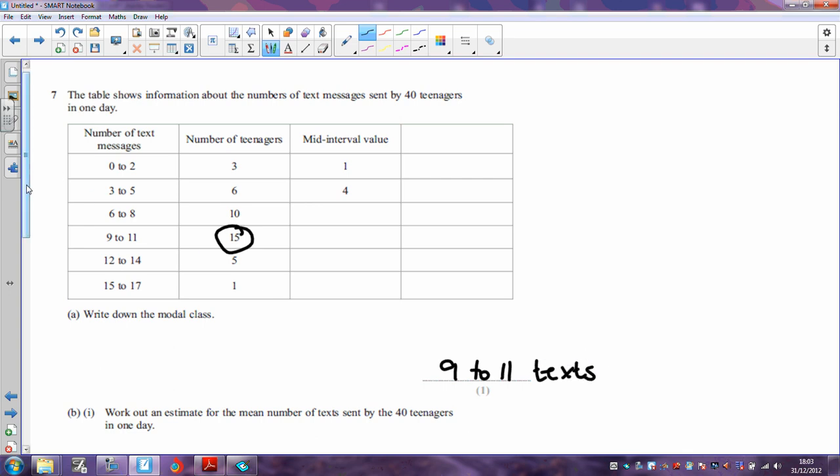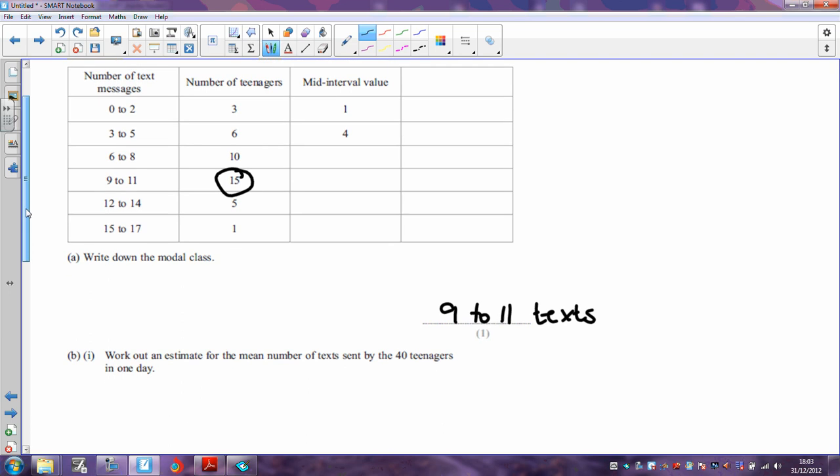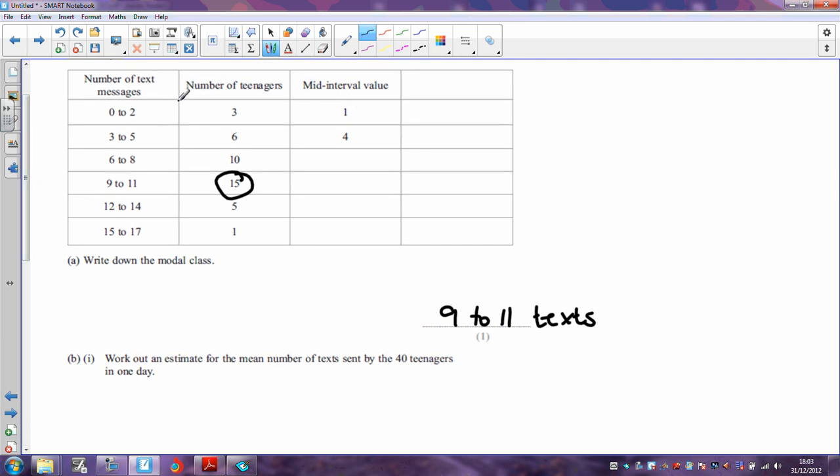Okay, we're now going to go on and work out an estimate for the mean number of texts. And in order to do that, we need to work out an estimate for the total number of texts which have been sent. These first 3 teenagers sent between 0 and 2 text messages, so let's assume that they're evenly spread across that group, and we take the mid-interval then. So roughly, those 3 teenagers sent about 1 text message each.